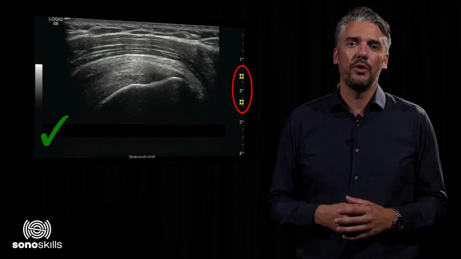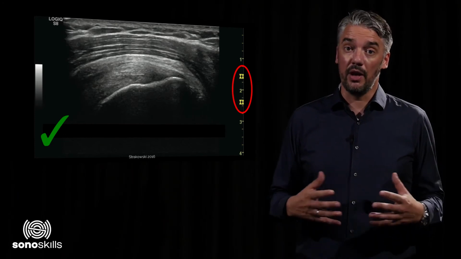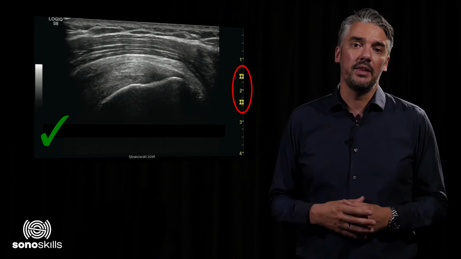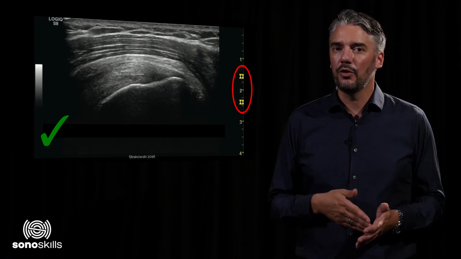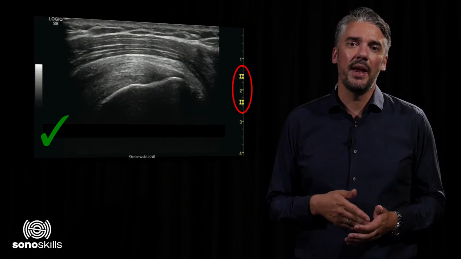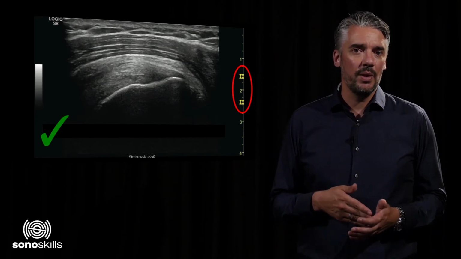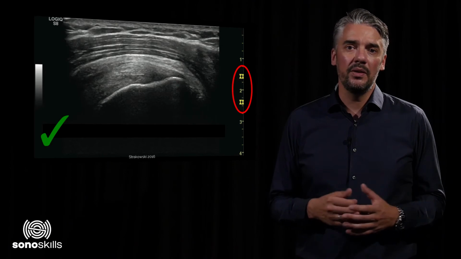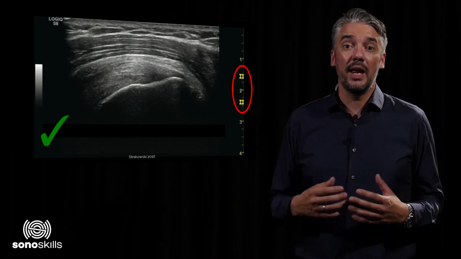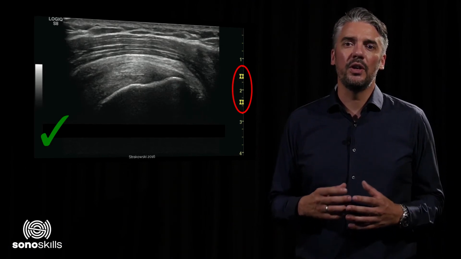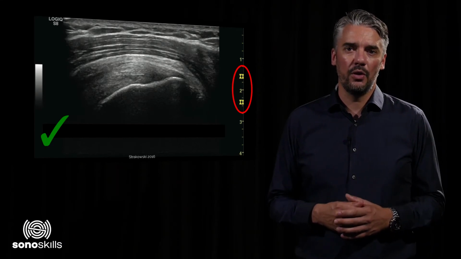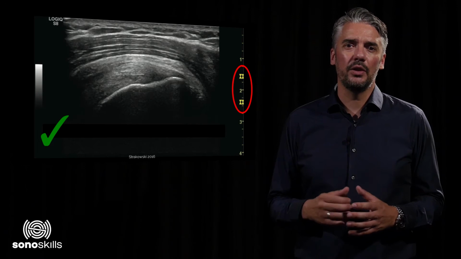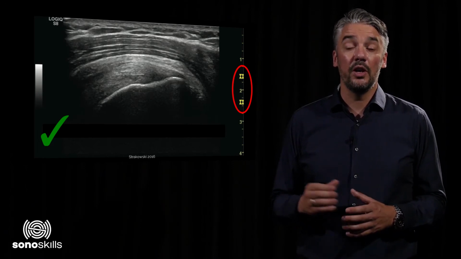More than one focal zone can be used if the area of interest is larger than the single horizontal level. However, additional focal zones tend to decrease the frame rate. The frame rate refers to the speed in which the image regains clarity after the transducer is moved. For this reason, too many focal zones make the image harder to see when the transducer is moved rapidly.